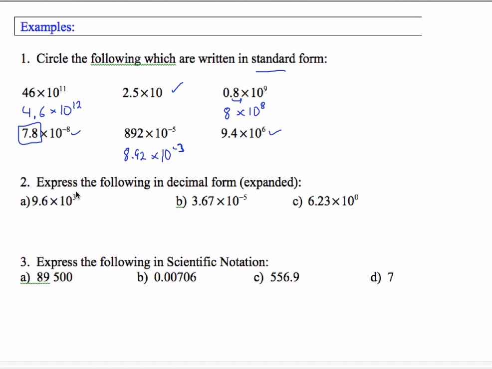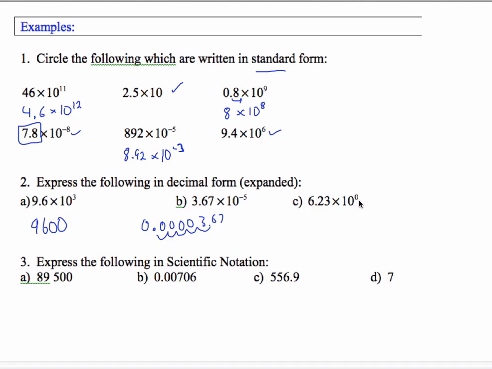Alright, express the following in decimal form expanded. Alright, so express it in decimal form. This would be 9600, and this, well, I'd start with 3.67 and I move 1, 2, 3, 4, 5.